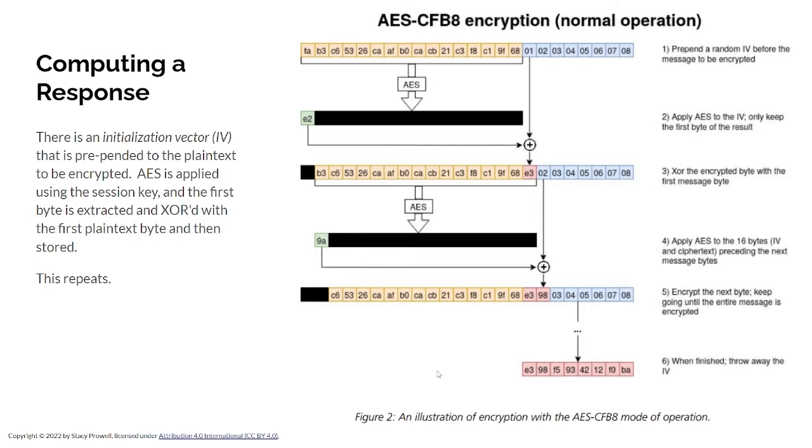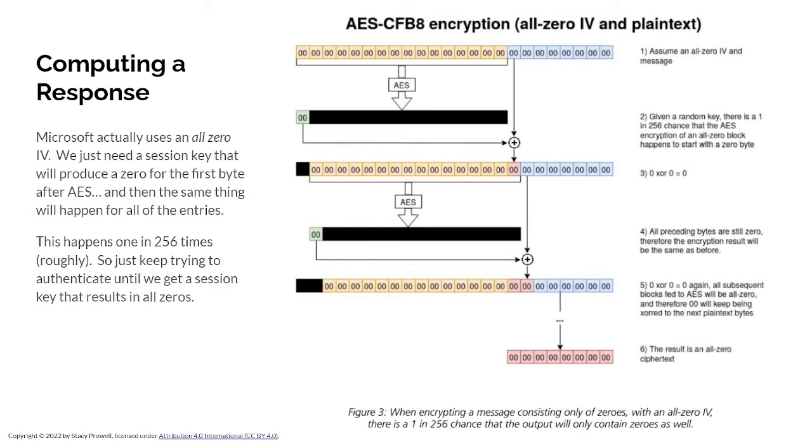Well, it turns out that Microsoft uses all zeros for the initialization vector. Now, that's not bad in itself. It may seem like that's a bad thing. It's not random, but we're still going to apply AES to it and generate some string of nonsense down here, even though this is all zeros.